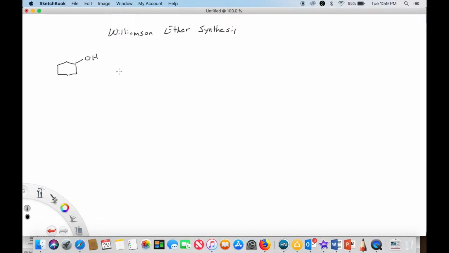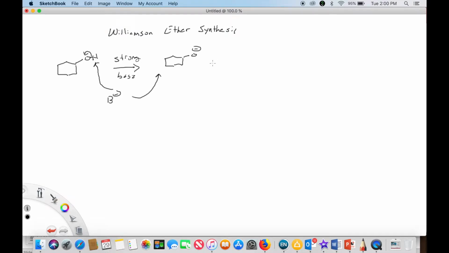So we're going to talk about ether synthesis, and we're first going to talk about the Williamson ether synthesis. One of the things you need, of course, is the alcohol, and you need a strong base. Let's just put B minus here, and we're going to deprotonate the alcohol. The electrons go with the oxygen, and so we're left with what we call an alkoxide.